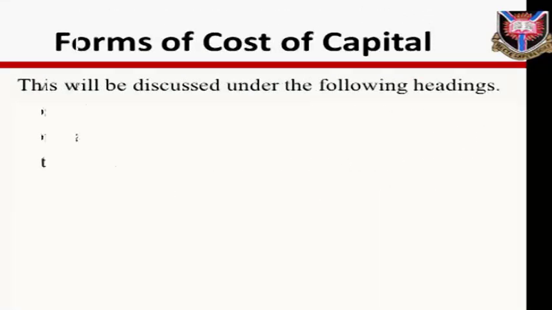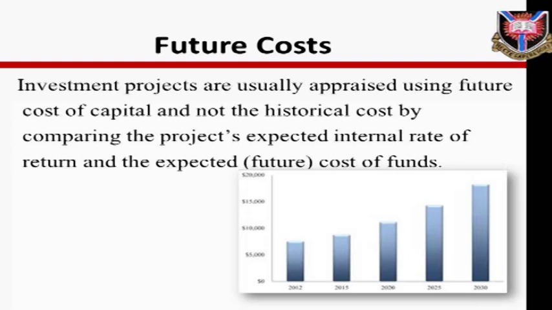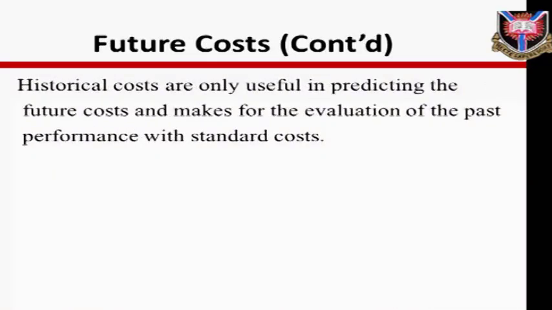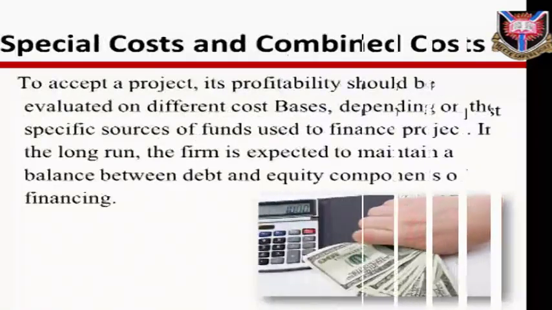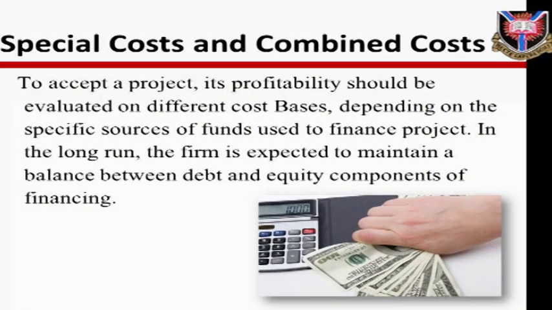Forms of cost of capital. Future cost. Investment projects are usually appraised using future cost of capital and not the historical cost, by comparing the project's expected internal rate of return and the expected cost of funds. Historical costs are only useful in predicting the future cost and make for the evaluation of past performance with standard cost. Special costs and combined costs.